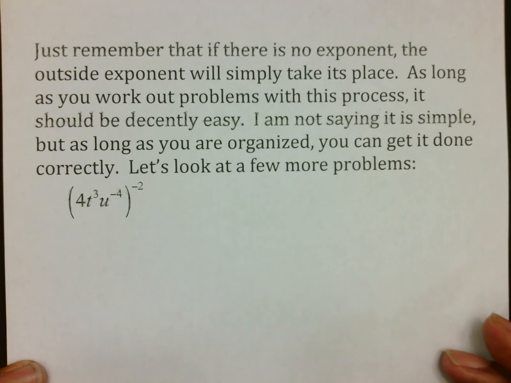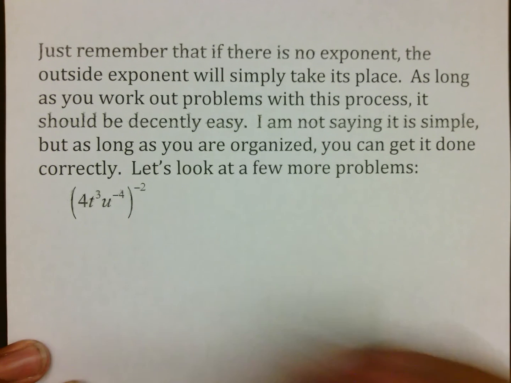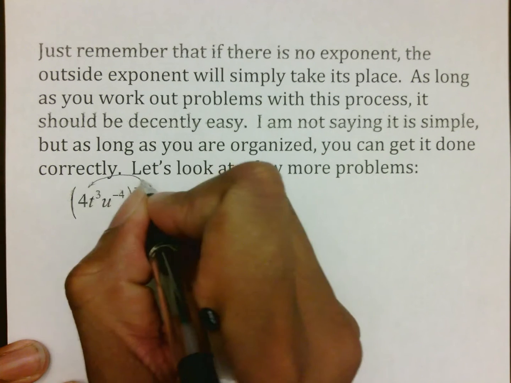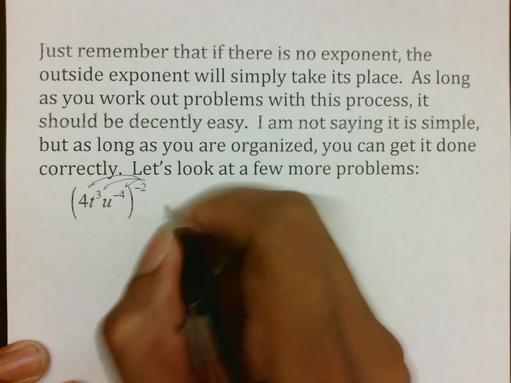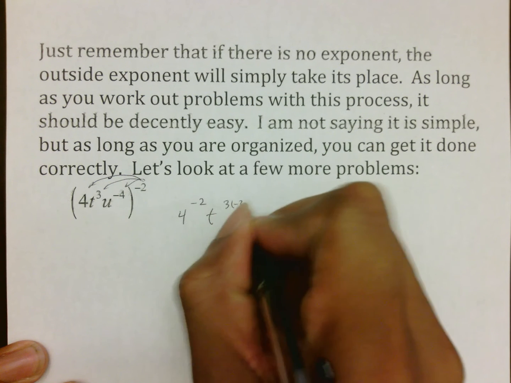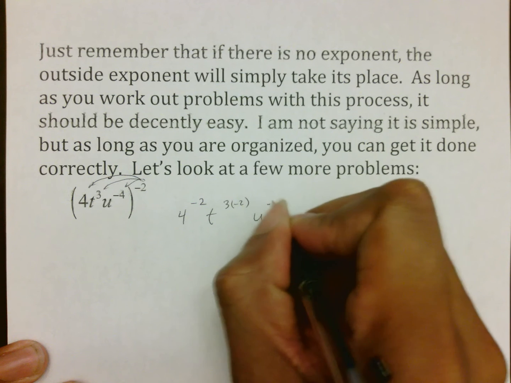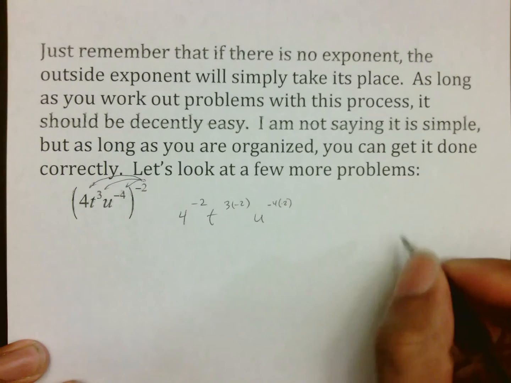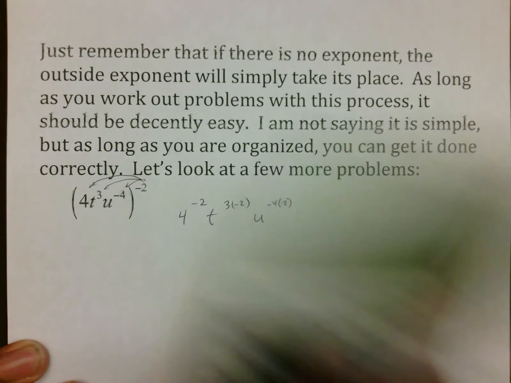A few more problems here, which is actually a big few. We're just going to kind of work through them to show you some things before we go. So again, we distribute this 2, we get 4 to the negative second, t to the 3 times negative 2, u to the negative 4 times negative 2. 4 to the negative second.